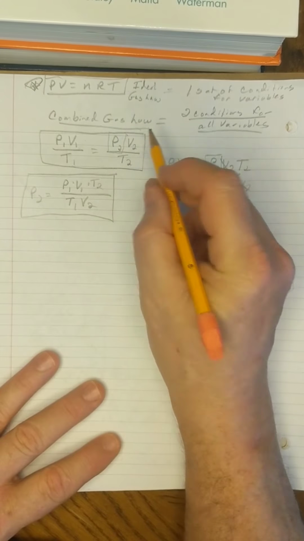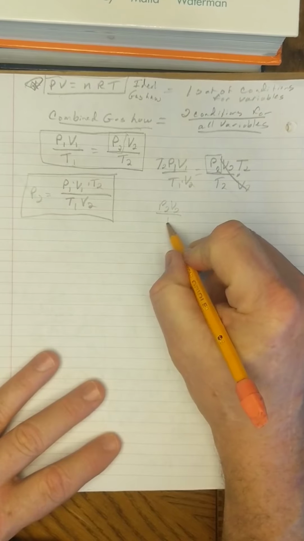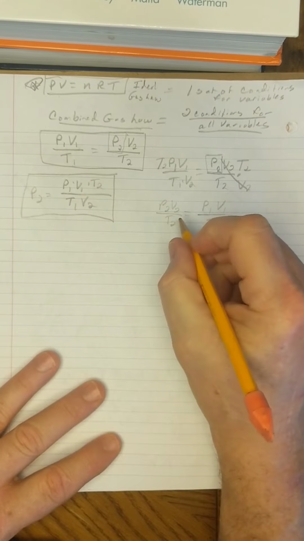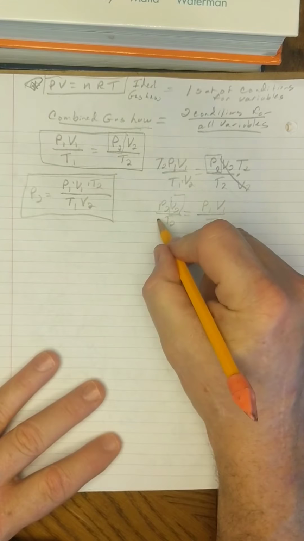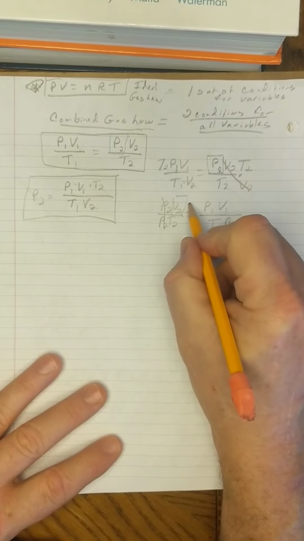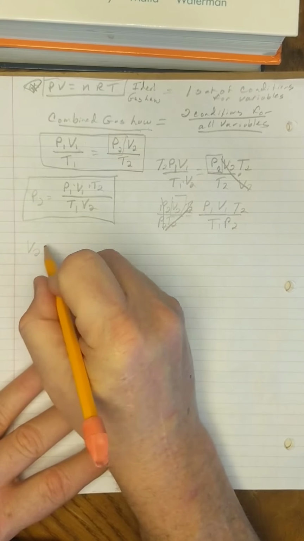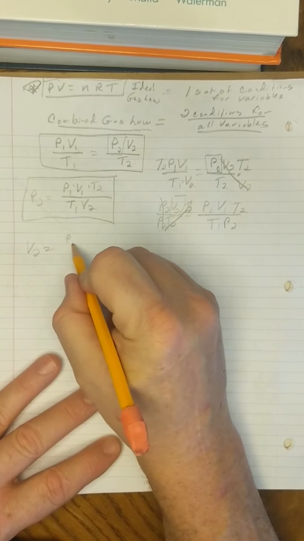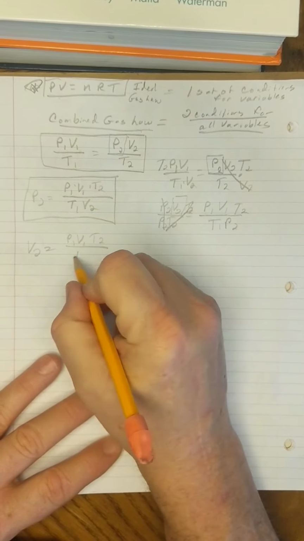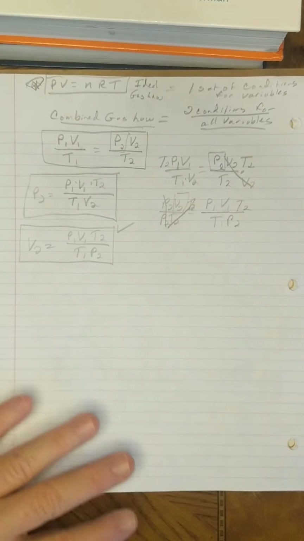If I did, in a likewise fashion, solve for V2, so P2V2 over T2 equals P1V1 over T1, and solving for V2, I would want to divide both sides by P2, and I would want to multiply both sides by T2. And there's your solution. V2 equals P1V1T2 over T1P2. Solving it like this and then plugging in helps greatly.